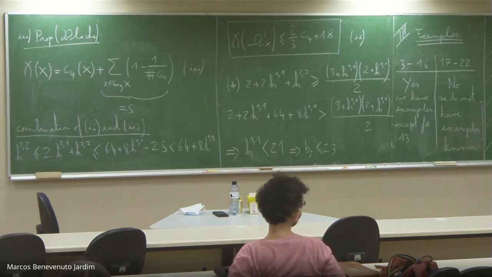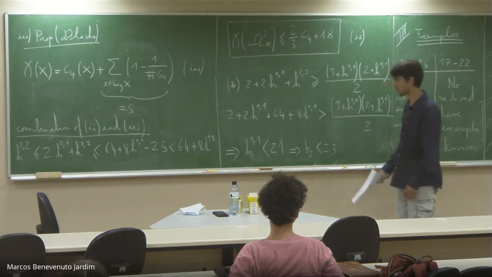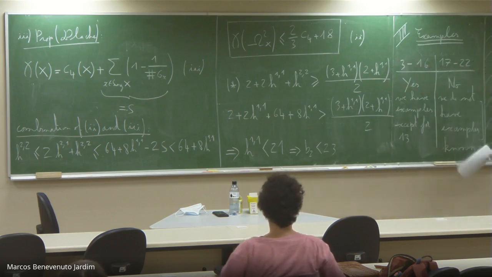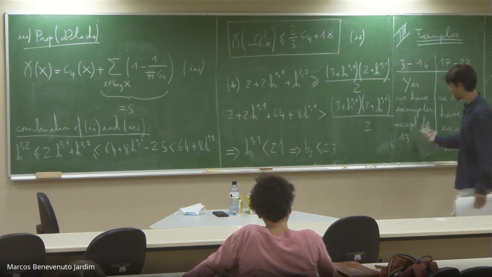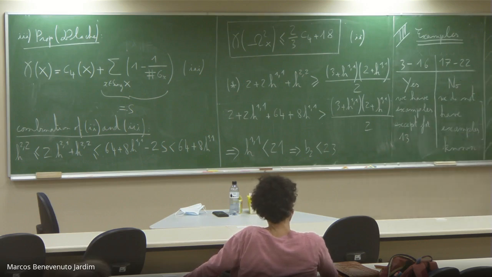Do we have an example with Betti number 17 to 22, or is it impossible? Maybe it's impossible, and our theorem is not strong enough, so our bound is not sharp. We don't know. Also 13, it's not known, but maybe there is an example. We didn't manage to construct one yet.